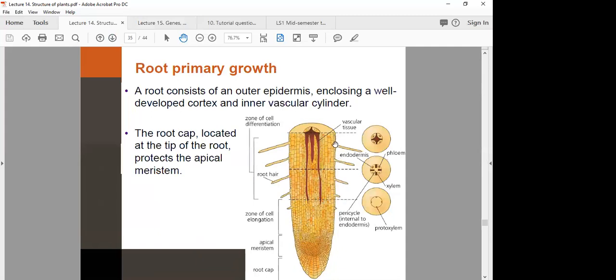To the outside, we can see a single layer of epidermis cells, and some of these cells will elongate, as you can see here, to form root hairs. And remember, root hairs are quite different to root branches or lateral roots. To the centre, we can see the vascular system is forming, that central vascular bundle.